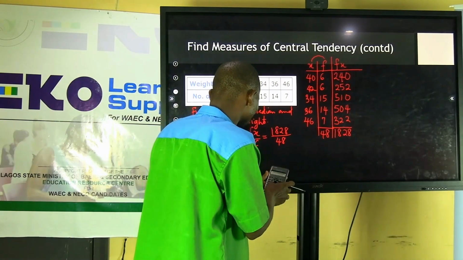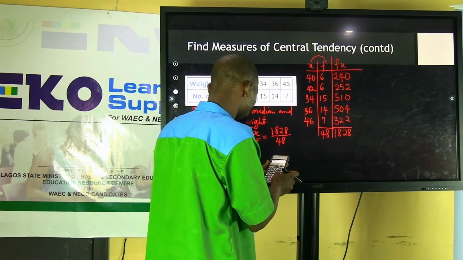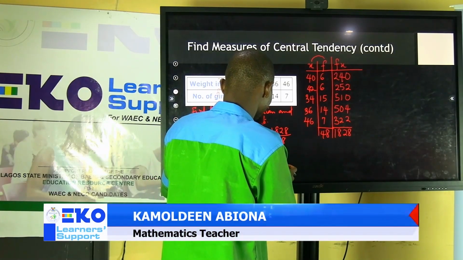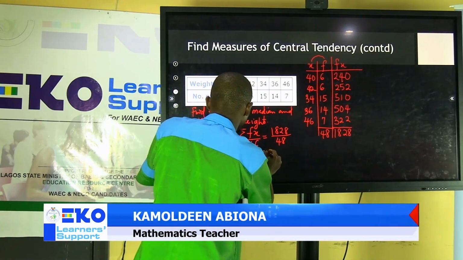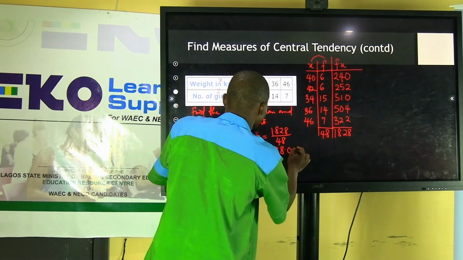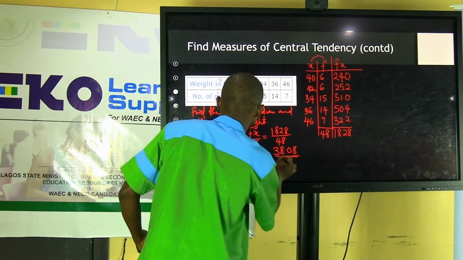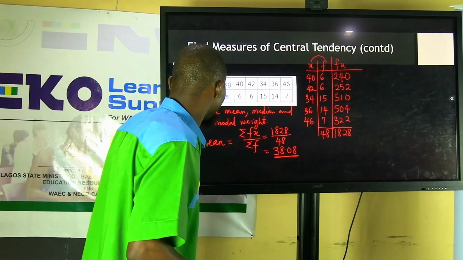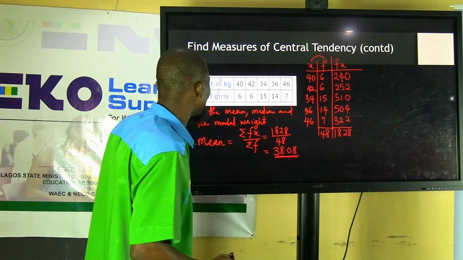Okay. So I have 1,828 divided by 48. From my calculator here, I have 38.08, which is the mean value. Okay, the mean weight value.